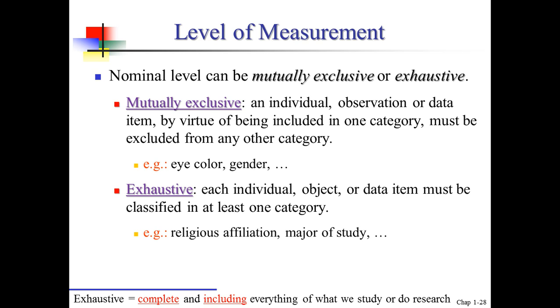For example, religious affiliation: maybe one person can be Buddhist or Muslim or Catholic, and they can take those religions to follow. This is some explanation: exhaustive is equal to complete, including everything of what we study or research. This is different. Under mutually exclusive, one item must go into only one group and be excluded from the other groups. But under exhaustive, one item may go into more than one group.